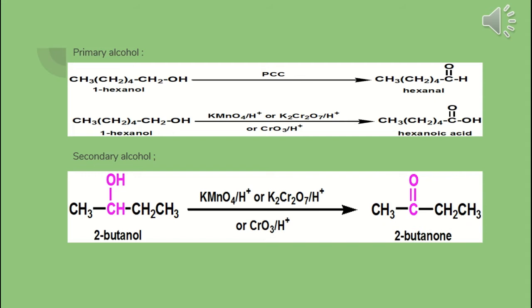Okay, so now we look at the secondary alcohol, which is 2-butanol. Why is 2-butanol considered a secondary alcohol? This is because the carbon attached to the hydroxyl group is also attached to two R groups, which are the methyl on the left side and the ethyl on the right side. So when 2-butanol reacts with acidified potassium permanganate, acidified potassium dichromate, or acidified chromium trioxide, we will get 2-butanone, which is a ketone.